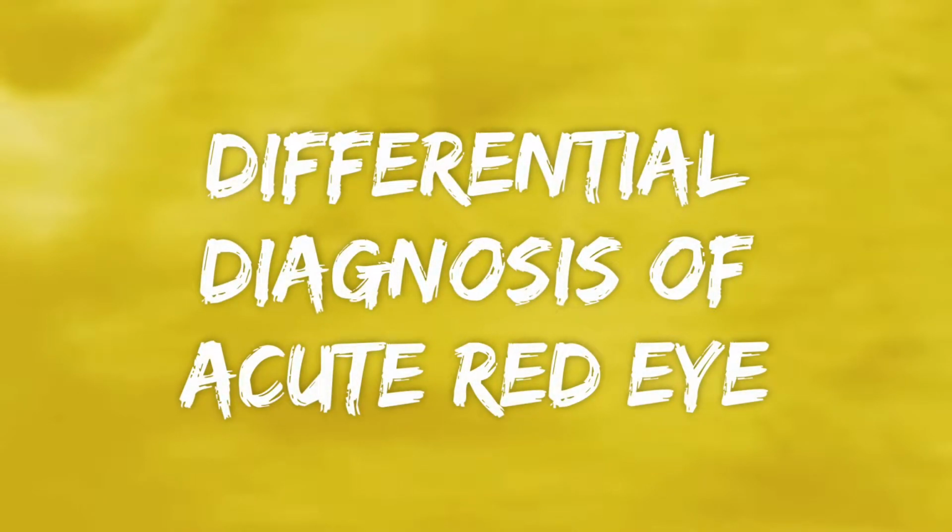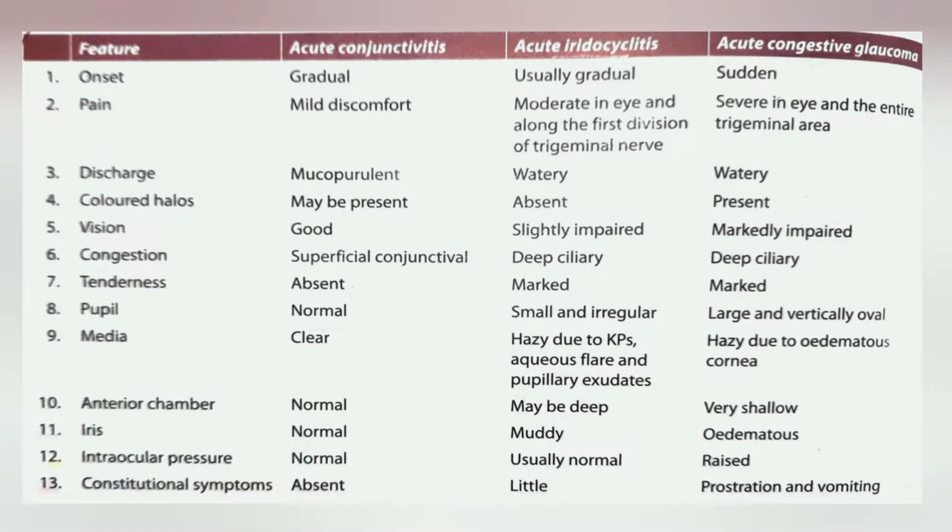We are going to look at the differential diagnosis of acute red eye. Though there are many causes of an acute red eye, we are going to focus on how to distinguish between the red eye caused by acute conjunctivitis, acute iridocyclitis, and acute congestive glaucoma.